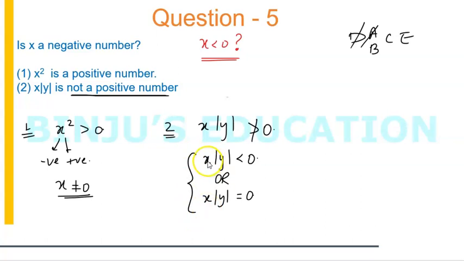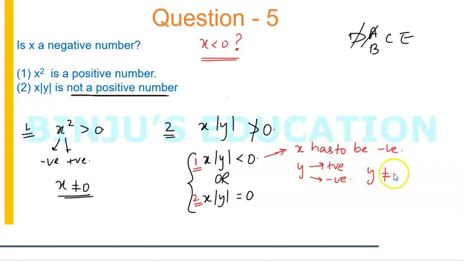So if you do x mod y is less than 0, if we look at this first case, when x mod y is less than 0, in that case one thing is for sure, that x has to be negative. What about y? Y can be positive, y can be negative, it can be either of the two. Yeah, but y can't be 0 also. This is another conclusion.